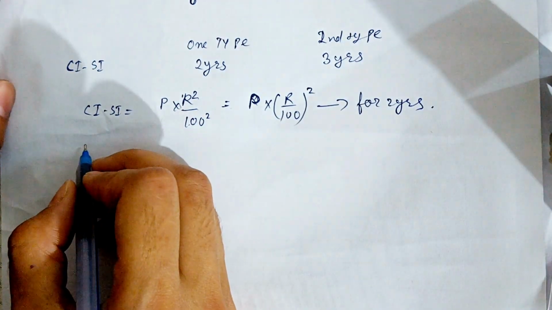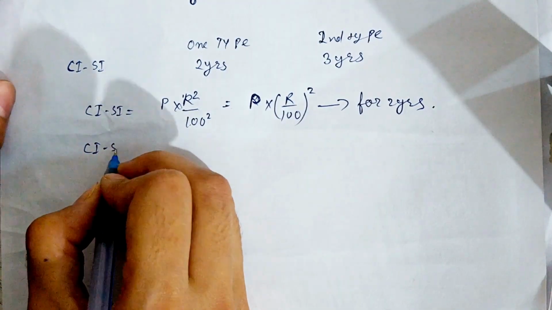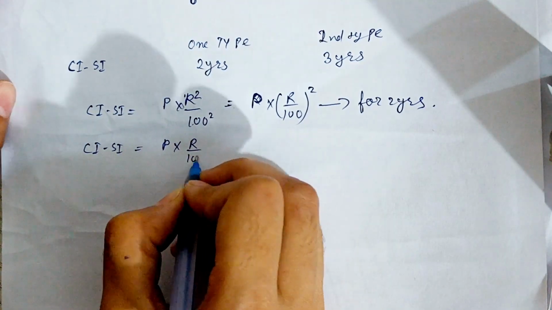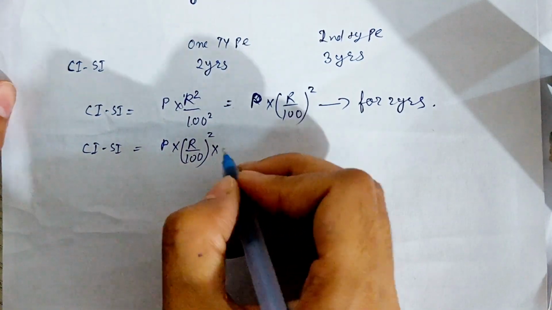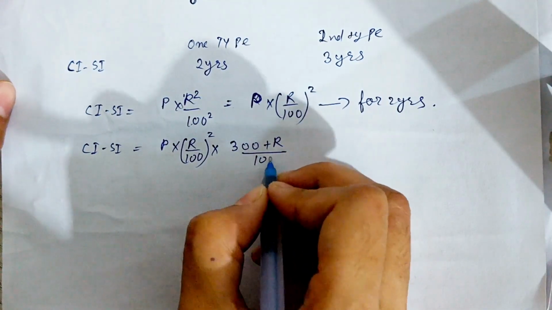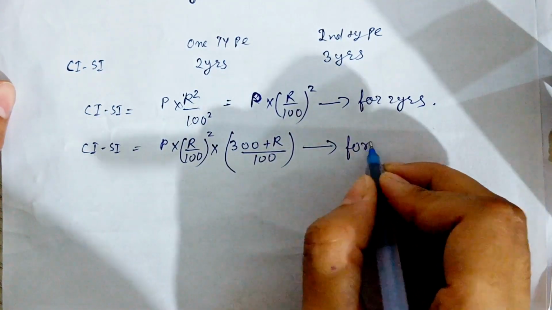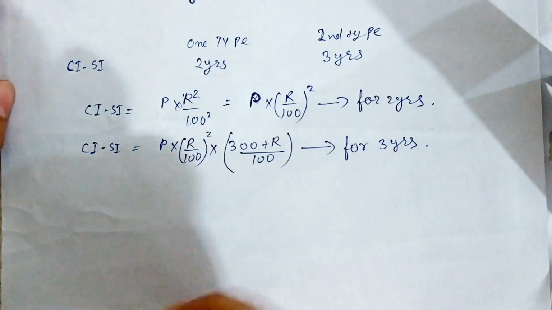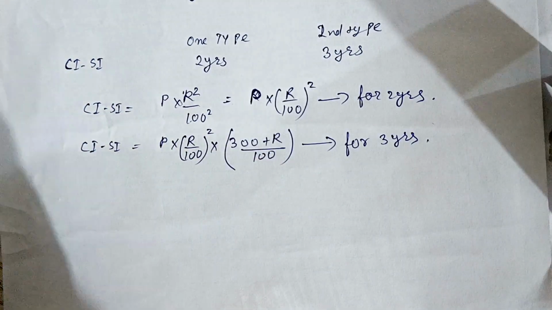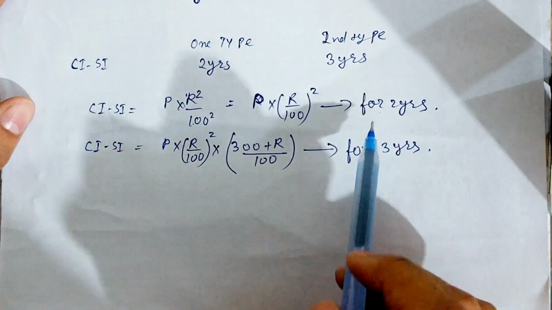And the next formula is for when the time given is 3 years: P into (R by 100) whole square into (300 plus R) by 100. It is for 3 years. So friends, let us solve examples on these formulas, for 2 years and for 3 years.